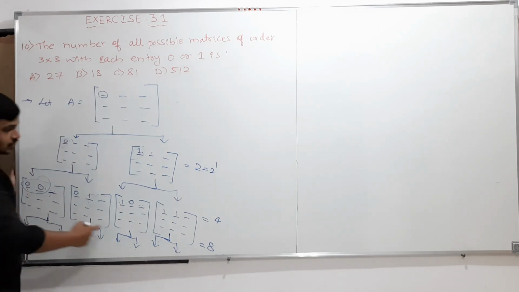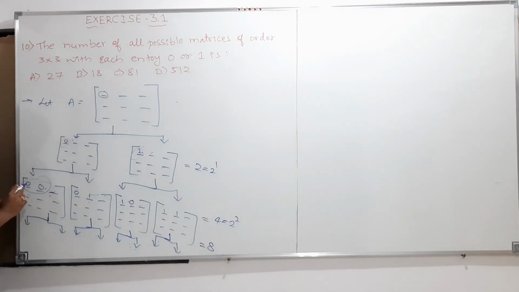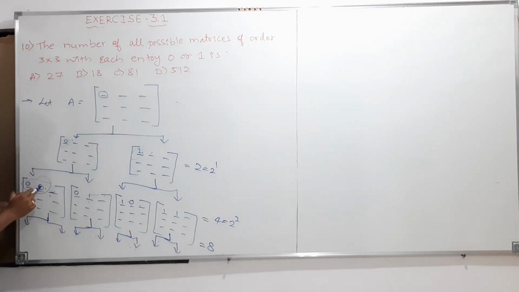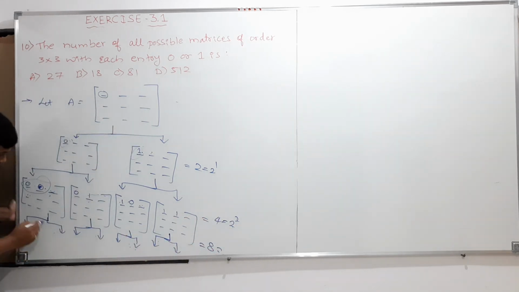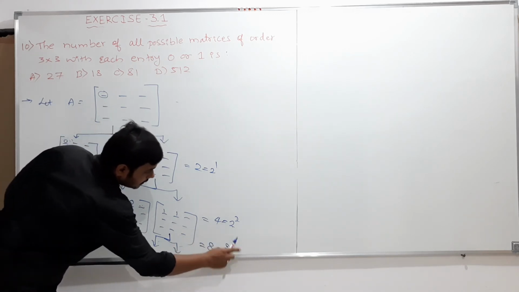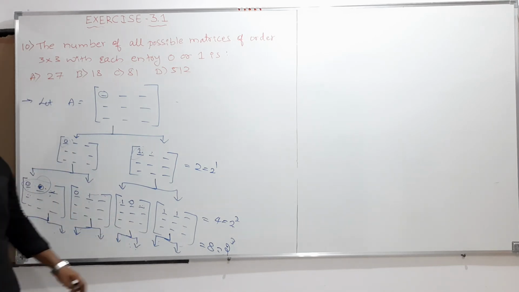And now here it is 4. So this 4 equals 2 to the power 2, because here I am changing 2 elements. So this I can write as 2 square. And the next case, I am changing all these three places. So how many values did I get? 1 2 3 4 5 6 7 8. So this is 2 to the power 3, because I changed three elements. So like this it goes on, you are going to write.